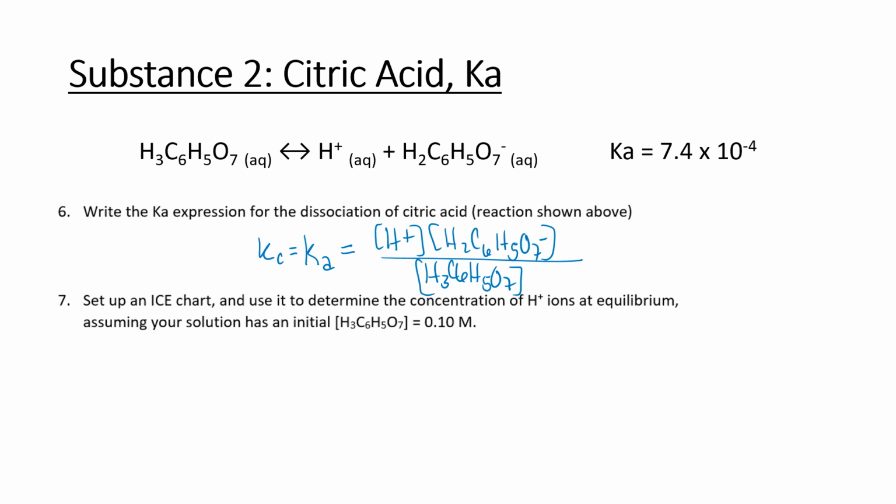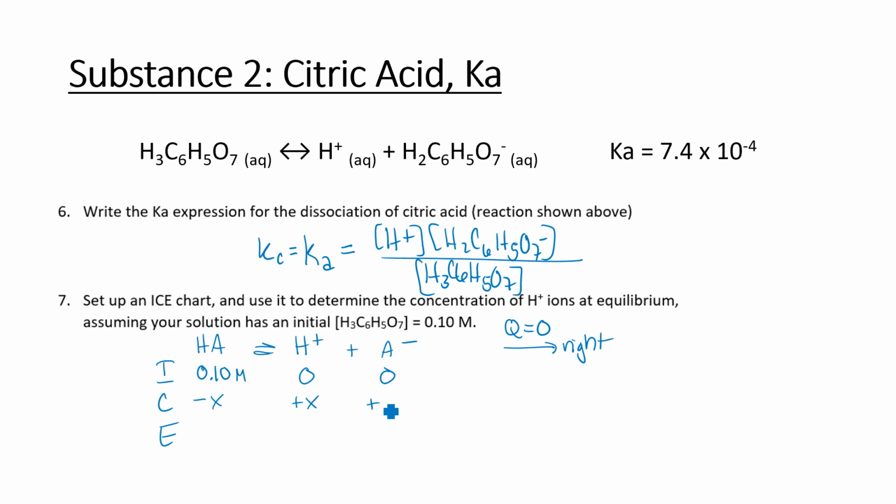Then we want to set up an ICE chart to determine the H plus ions. Sometimes when I rewrite my reaction, I just use an abbreviation instead of writing out that long polyatomic ion, so I'm going to do that here. My initial concentration of acid is 0.1. I put some acid in just pure water, so the products are going to be 0 to begin with. Notice how we're starting out with Q equal to 0, so the reaction is going to proceed to the right to form more product. We're going to use up reactant and form product. So this is what our ICE chart looks like.